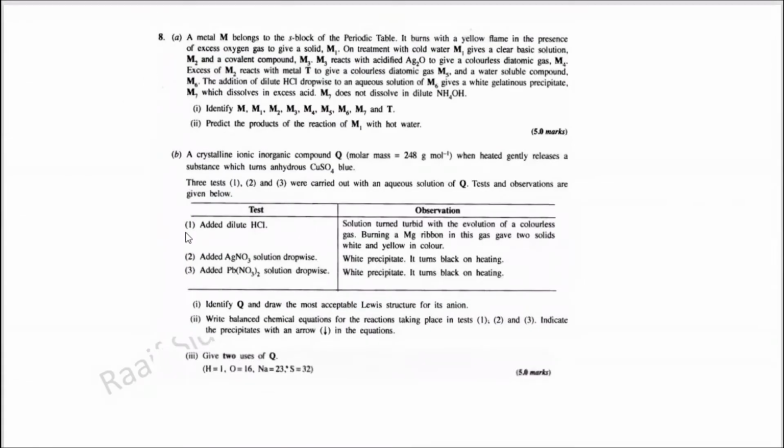Question number 8, part B, a crystalline ionic inorganic compound Q. So you have a given molecular weight. So we have a crystalline solid with a molecular weight that is given just for information. And when heated gently, it releases a substance which turns anhydrous copper sulfate blue. So basically it tells that this compound when heated will release water. That is why the anhydrous copper sulfate turns blue.